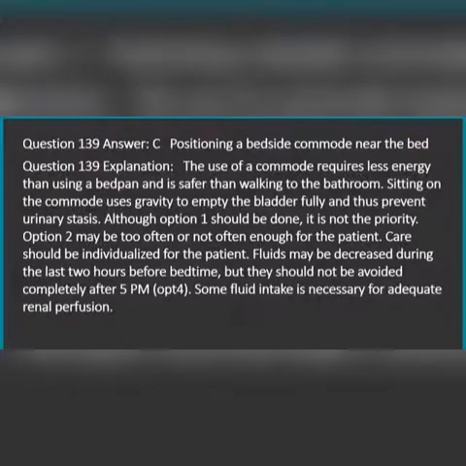Option 2 may be too often or not often enough for the patient. Care should be individualized for the patient. Fluids may be decreased during the last 2 hours before bedtime, but they should not be avoided completely after 5 p.m. Option 4. Some fluid intake is necessary for adequate renal perfusion.